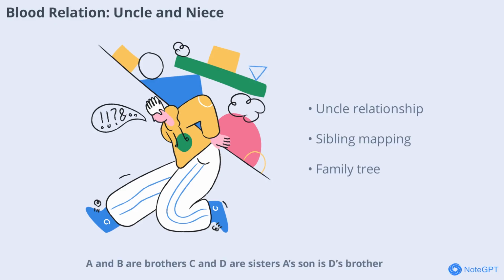A and B are brothers. C and D are sisters. A's son is D's brother. How is B related to C? The answer is uncle. A's son is brother to C and D, so A is the father of C. B is A's brother, making B the uncle of C. Mapping siblings and their children helps solve such questions.